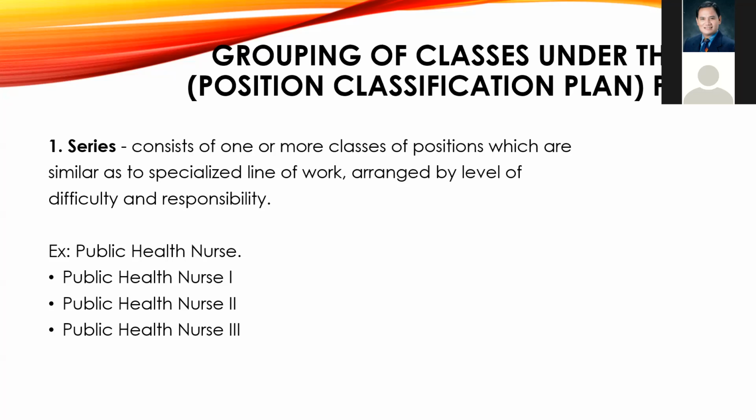One is the series. It consists of one or more classes or positions which are similar as to the specialized line of work, arranged by level of difficulty and responsibility. So for example, for the public health nurse: public health nurse 1, public health nurse 2, public health nurse 3, depending on the difficulty and level of the responsibility.